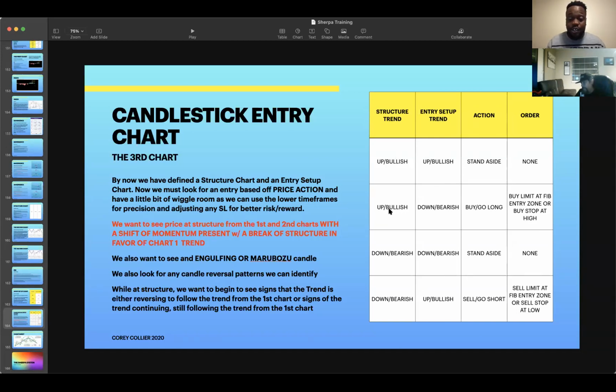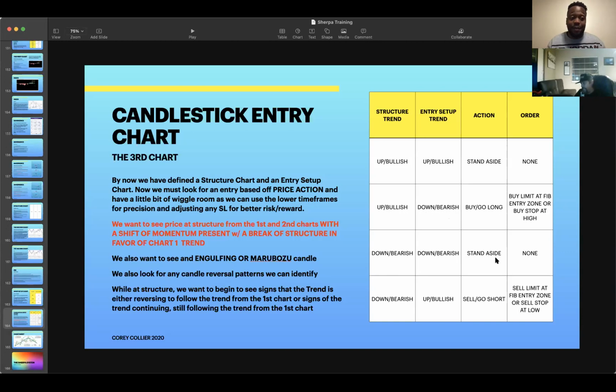Now, if the first chart on the AUD USD was bearish and my second chart was bullish, then I would have gone short. And this is how the system works. If your first chart's bullish, your second chart's looking like a bear trend, you're going to go long on your third. If your first chart's bearish, your second chart's bearish, you're going to stand aside.